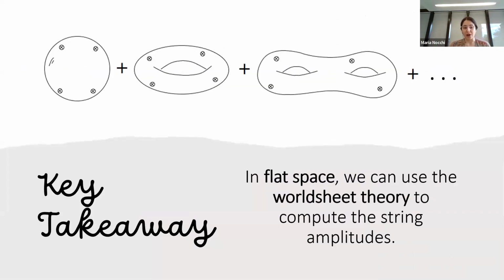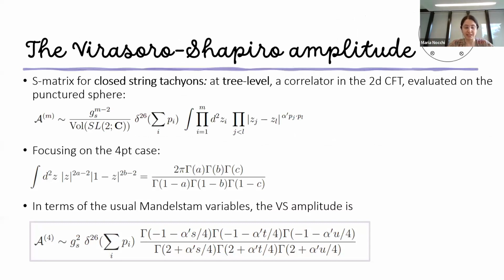All right, so the takeaway from this very fast review is that in flat space, we can use the worksheet theory to compute string amplitudes. And that's well defined, and we know in principle how to do it in every case. Let's specialize to the case of the Virasoro-Shapiro amplitude because this is the object of my analysis.